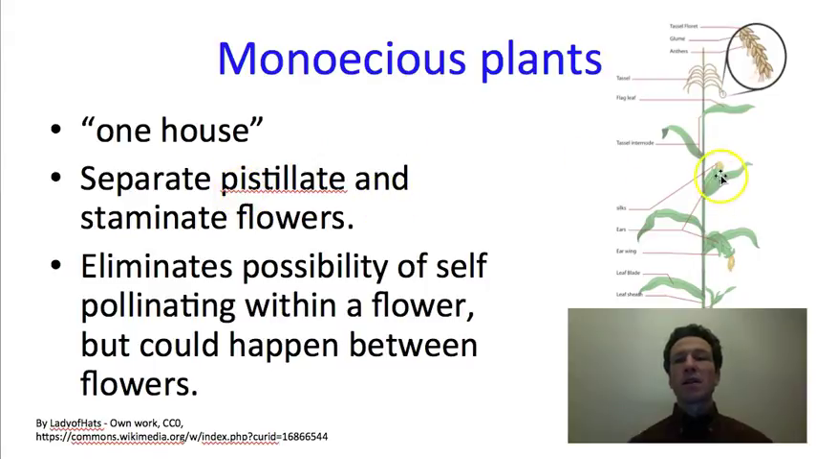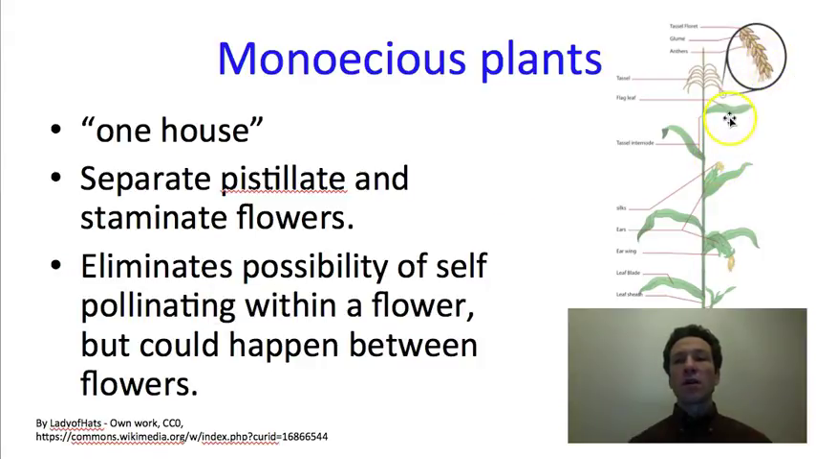So this is monoecious because we have both the female flowers and the male flowers on the same plant. I should really be saying pistillate flowers and staminate flowers on the same plant, but each individual flower is imperfect. Why is this a good arrangement? Well, it eliminates the possibility of self-pollinating within a flower.